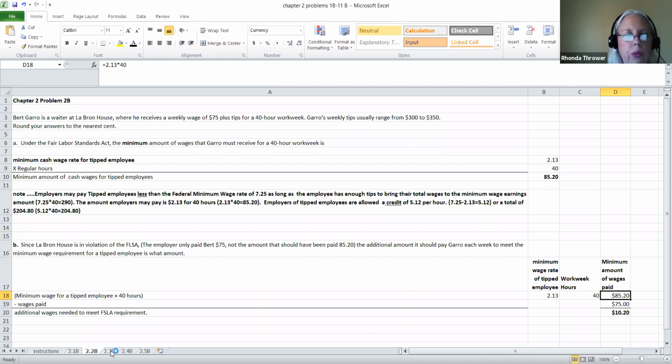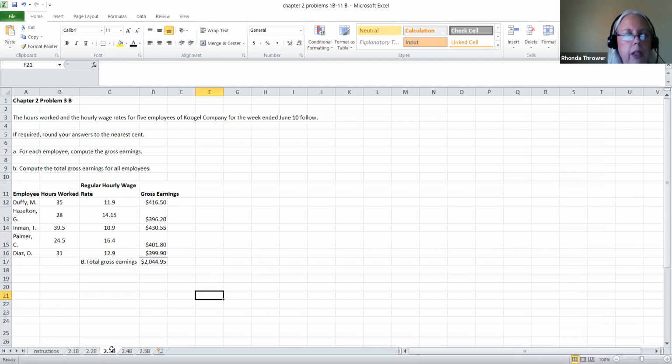And so that's all I want to say about problem 2B. We're going to move on to problem 3B. In this problem, what they want you to do is figure out what we call gross earnings. The gross earnings are found by multiplying the regular hourly wage rate times the number of hours worked.